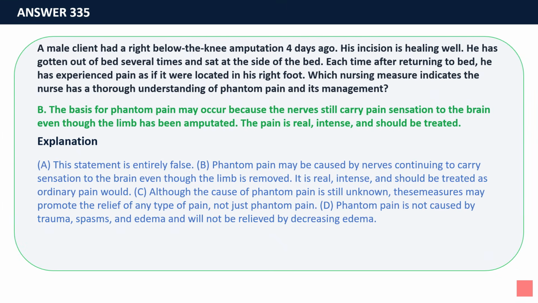Answer, B. The basis for phantom pain may occur because the nerves still carry pain sensation to the brain even though the limb has been amputated. The pain is real, intense, and should be treated. Explanation, A. This statement is entirely false. B. Phantom pain may be caused by nerves continuing to carry sensation to the brain even though the limb is removed. It is real, intense, and should be treated as ordinary pain would.